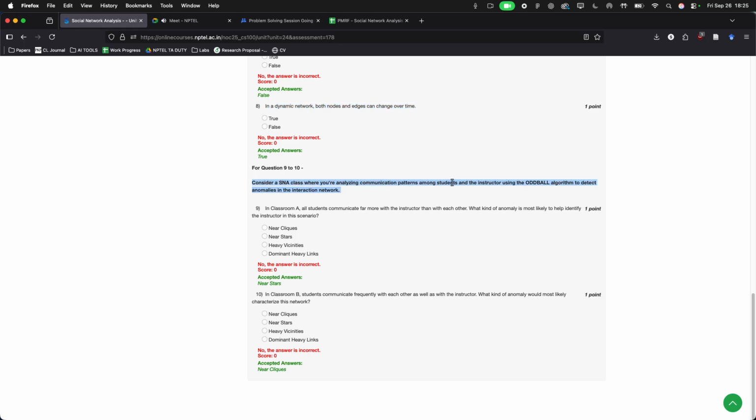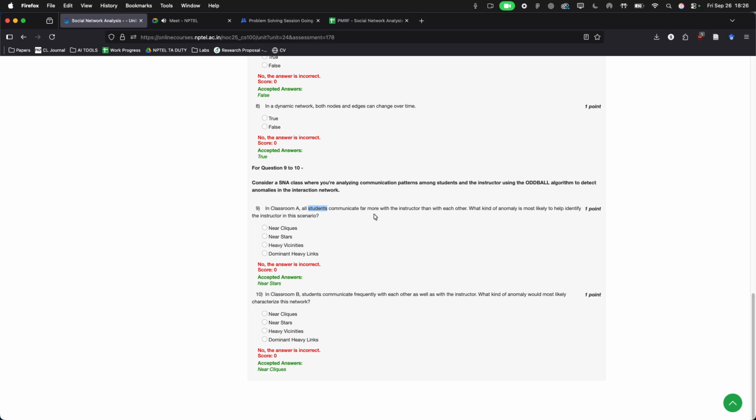Consider a class where we are analyzing the communication patterns among students and instructors using the oddball algorithm to detect anomalies. In classroom A, all students communicate far more with the instructor than with each other. What kind of anomaly is it? It is a near-star anomaly, because you are looking at the edges. Let me just draw it. Assume these are 3 friends, A, B, C, and this is their teacher, and they communicate with the teacher only. They don't communicate with each other. So this is a star.